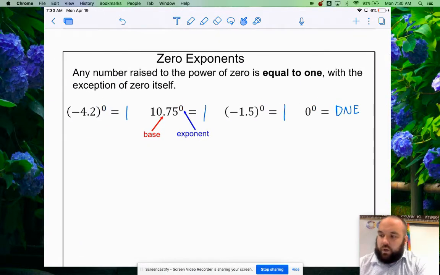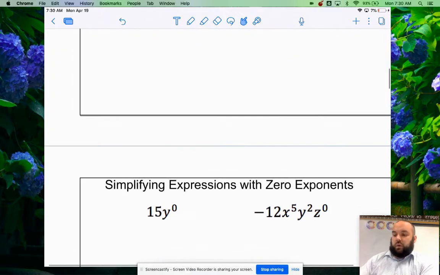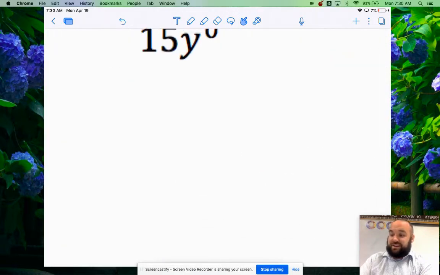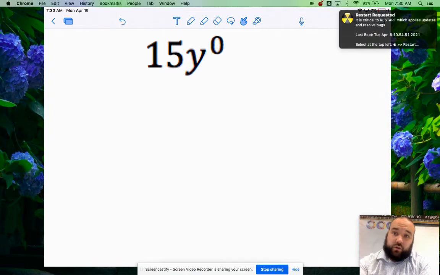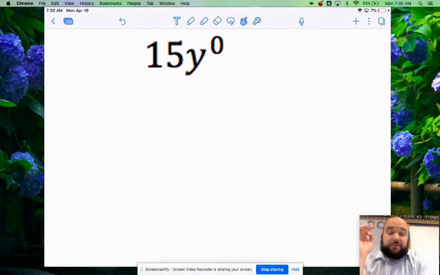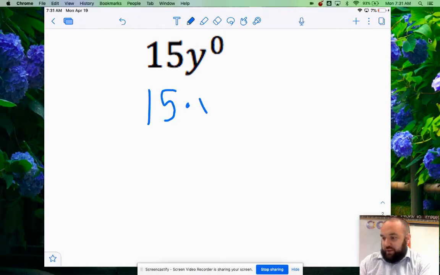So if you see anything to the 0 power, even if it's a variable, right? Variable means we don't know what the number is, but it doesn't matter because any number to the 0 power is equal to 1. Okay, so if you see an expression like this, remember, this is an expression. It's not an equation because there's no equal sign. 15y to the 0. Now, it's important to realize that this is 15 multiplied by y to the 0. And it's important to separate those in your brain because that 0 power is only applying to y, not to the 15. So this is 15, just the number 15, times y to the 0.